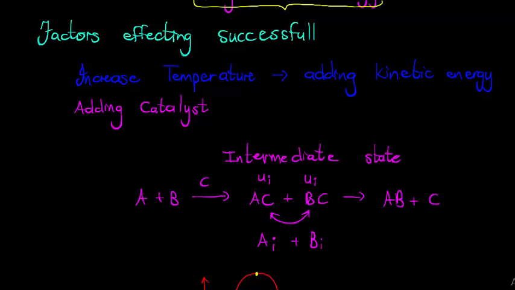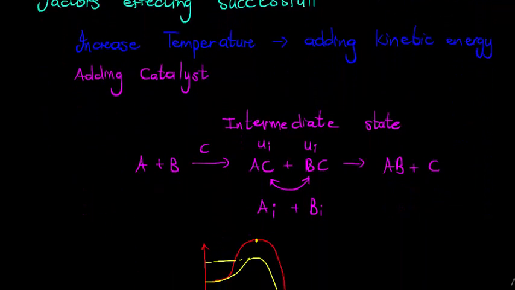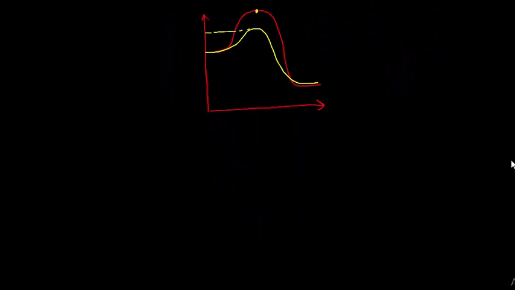So if ever you are asked, how does a catalyst affect the rate of reaction and why? Well, a catalyst increases the rate of reaction, and the reason why is because it reduces the amount of kinetic energy needed for successful collisions to produce intermediate molecules. That is how a catalyst is affecting it.